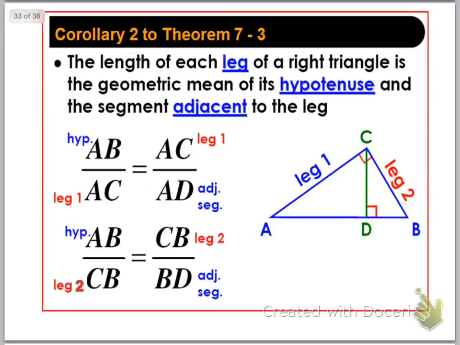Okay, here's our other corollary. The length of each leg of a right triangle is the geometric mean of its hypotenuse and the segment adjacent to the leg. So this is if you're given or missing a leg. And I'll show you what it looks like.